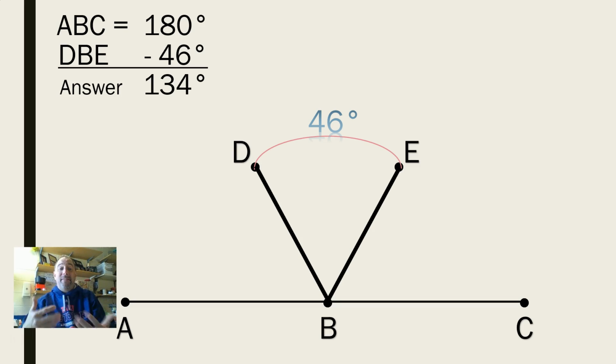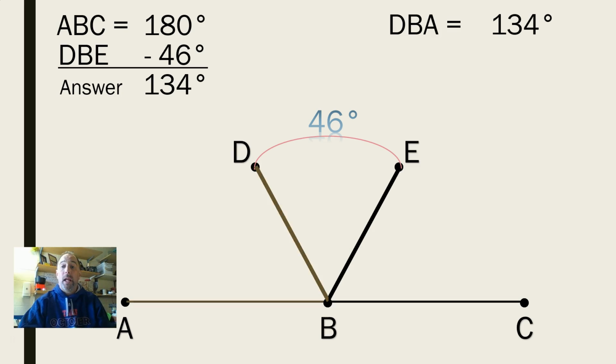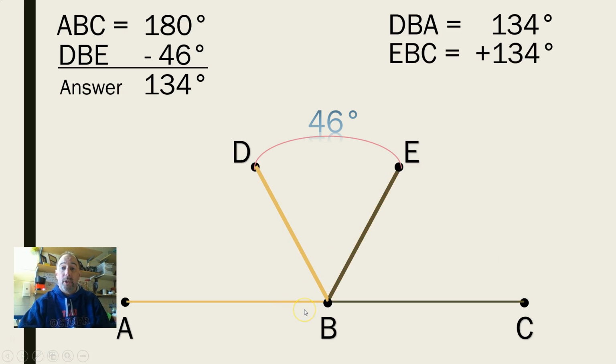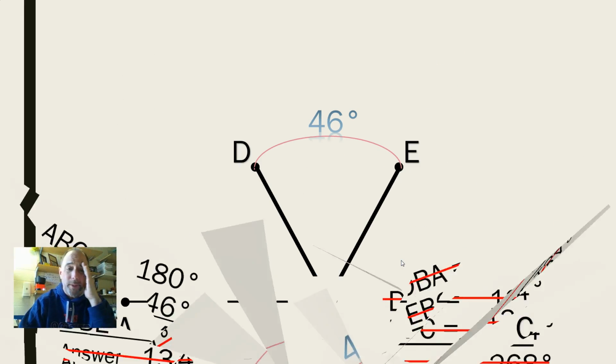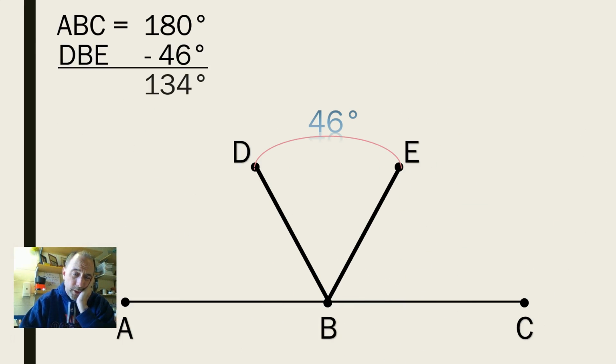And I know that I can add this back together. And so DBA is 134 degrees, and EBC is 134 degrees. And when I add those two numbers back together, I am going to get 268. Oh, wait, that's an obtuse number, and these are acute angles. Anyway, all right. Let's rethink this. 180.